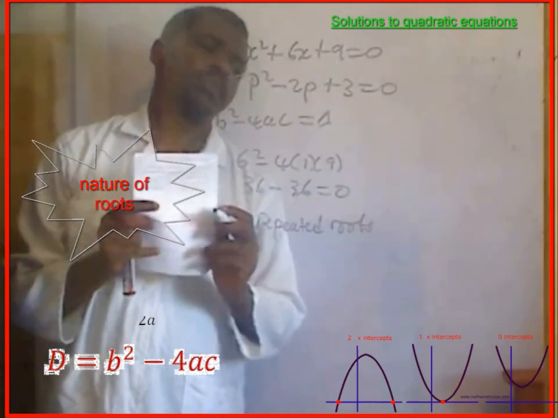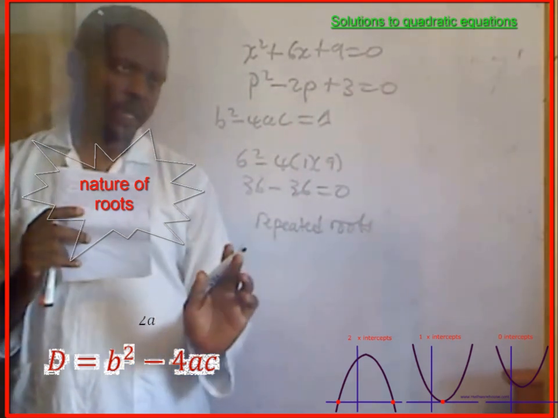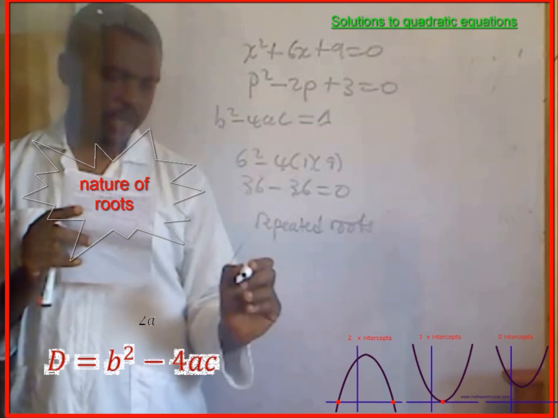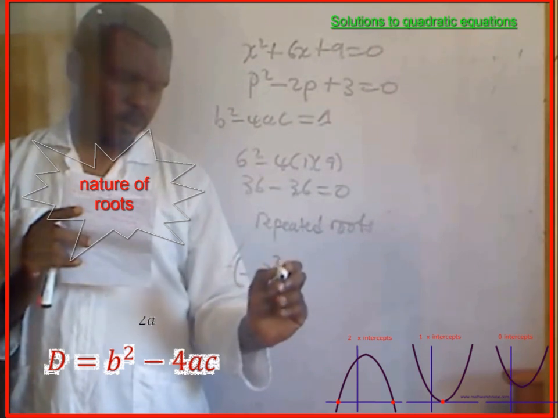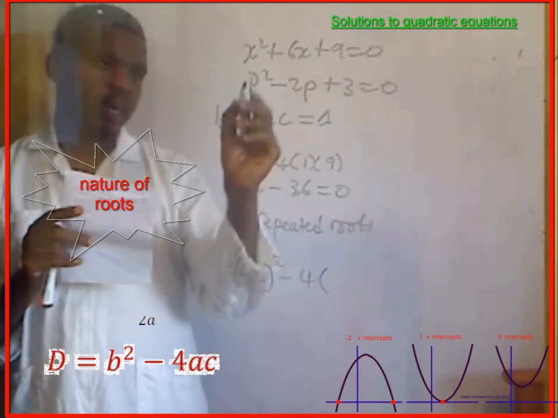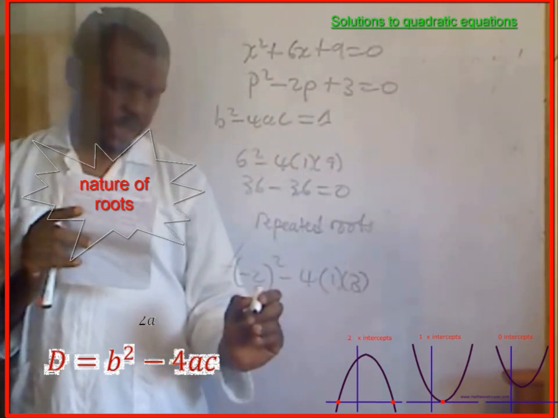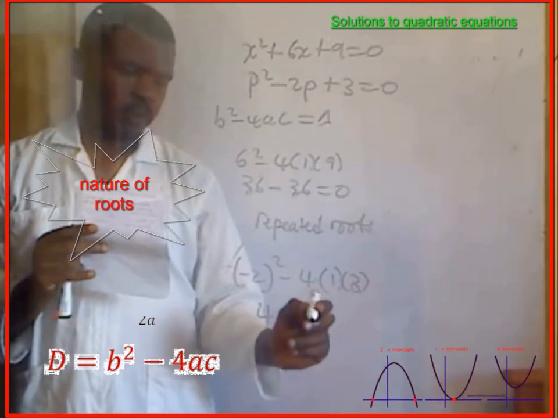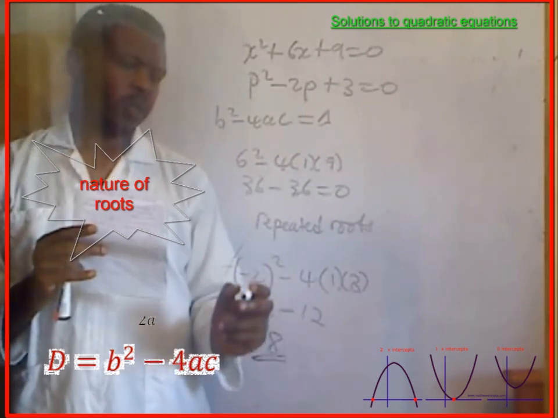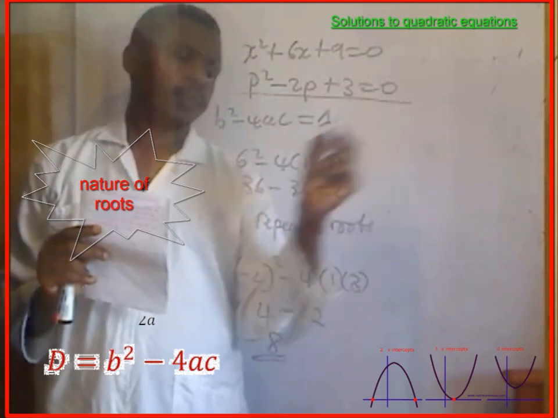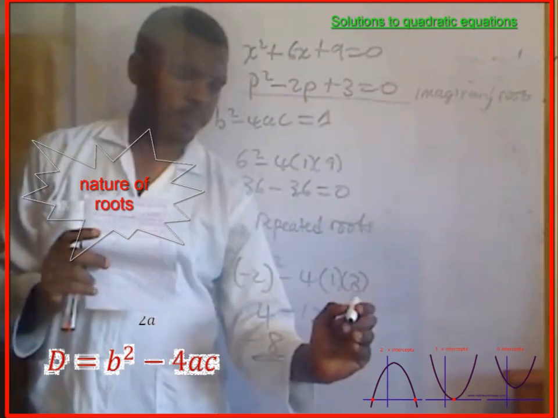Let's take the second one. I have p squared minus 2p plus 3. So what is our discriminant there? b squared, which is minus 2 all squared, minus 4a. What is a there? 1. What is c? 3. This is 4 minus 12, which gives us minus 8. So in this equation, we have imaginary roots.